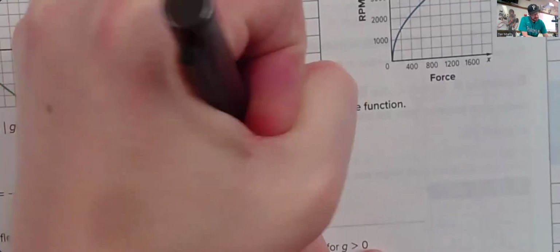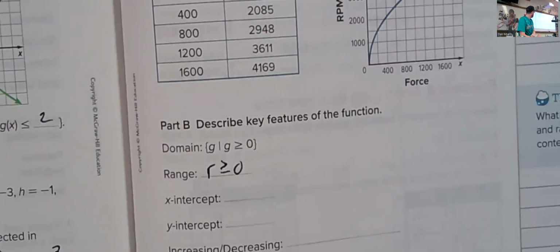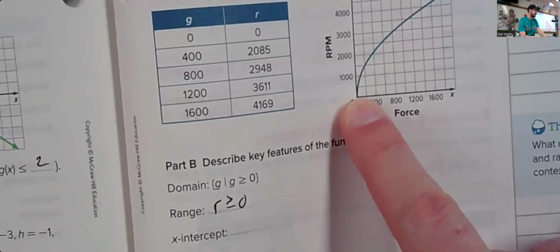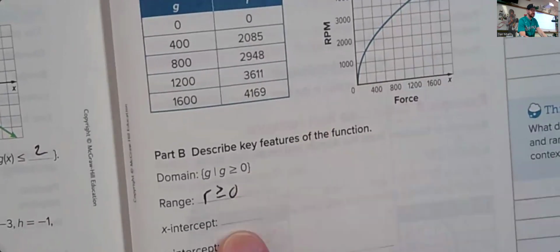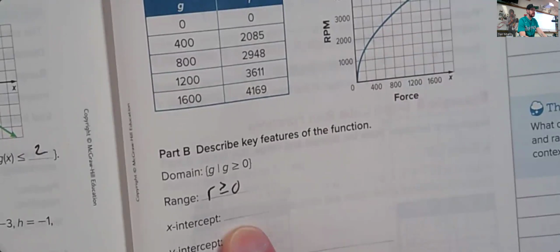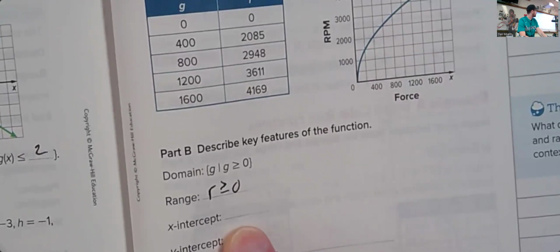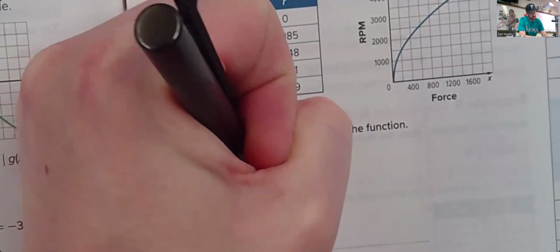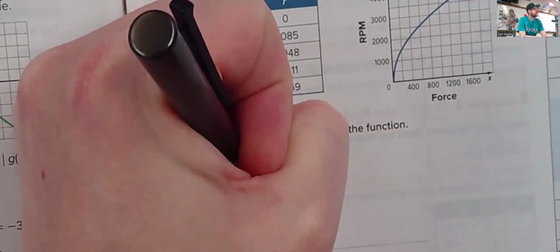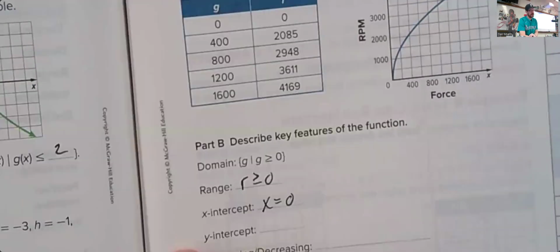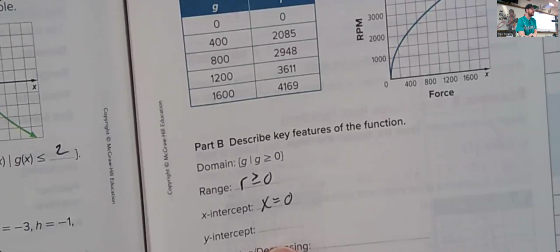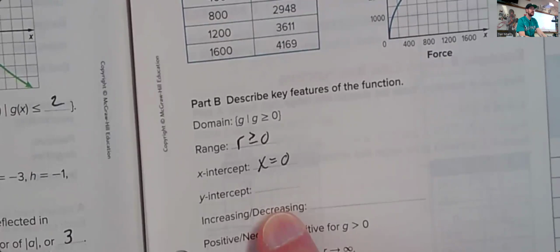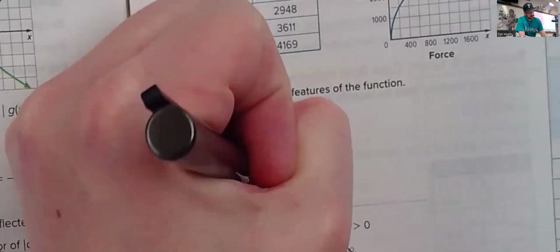So the domain and the range here happen to be the same. So 0, 0, because if you look at the function, there are no values less than 0. Which means our x-intercept, where does the graph cross the x-axis? That's 0. So x equals 0. And the y-intercept? Where does the graph cross the y-axis? 0. Yeah, y equals 0. All right.